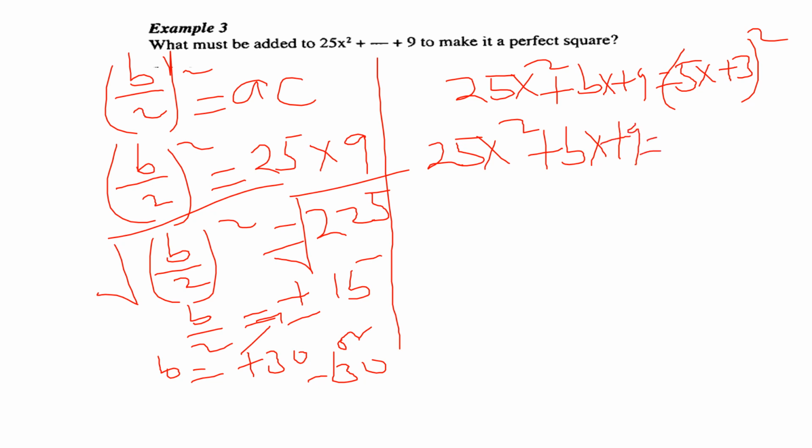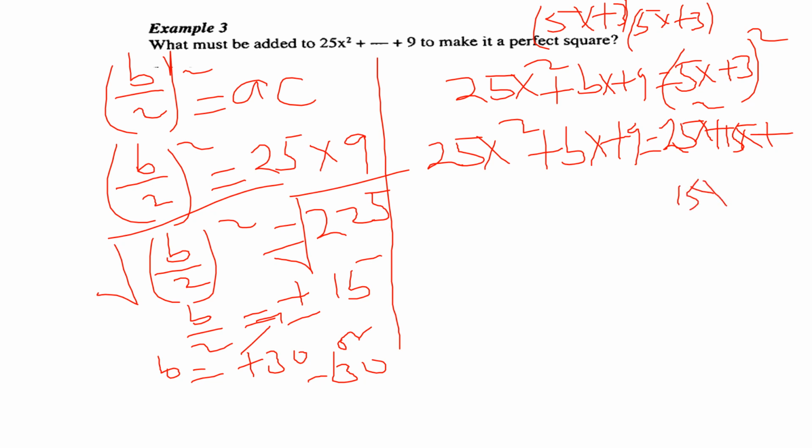This one should be equal to 25x squared plus, here we shall have what? Remember, this is the same as taking 5x plus 3 and multiplying it by 5x plus 3, like that. So the first one is 5x multiplied by 5x, which is 25x squared, and then 5x multiplied by 3, which is 15x, then plus 3 multiplied by 5x, which is 15x, and then plus 9.